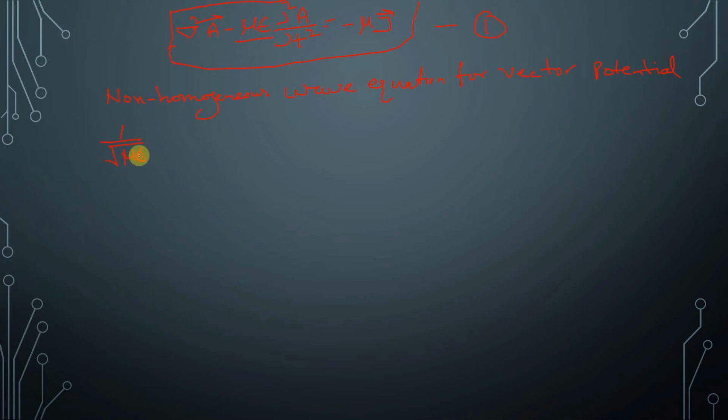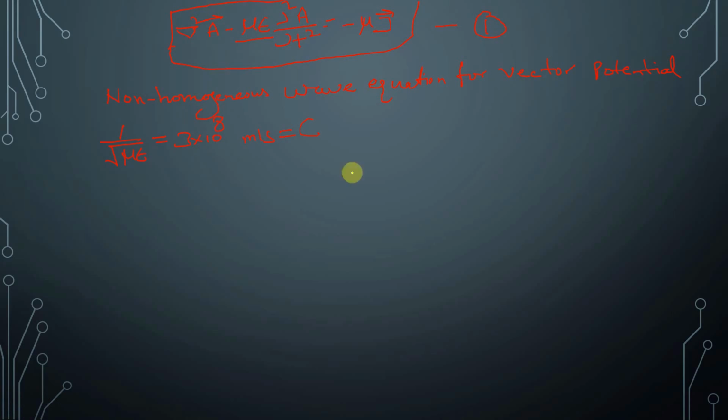We know that 1 upon root mu epsilon is 3 into 10 to the power 8 meter per second. So that will be equal to the velocity of light, that term. Now similarly, similar to this equation, we can find the second order partial differential equation for scalar potential. So we can write here.